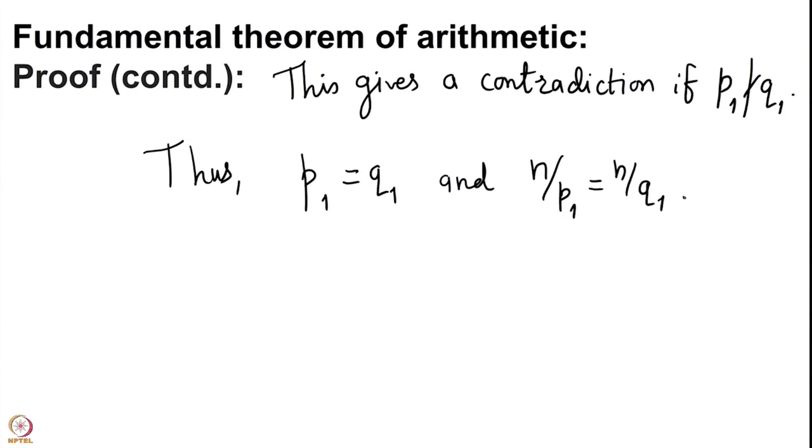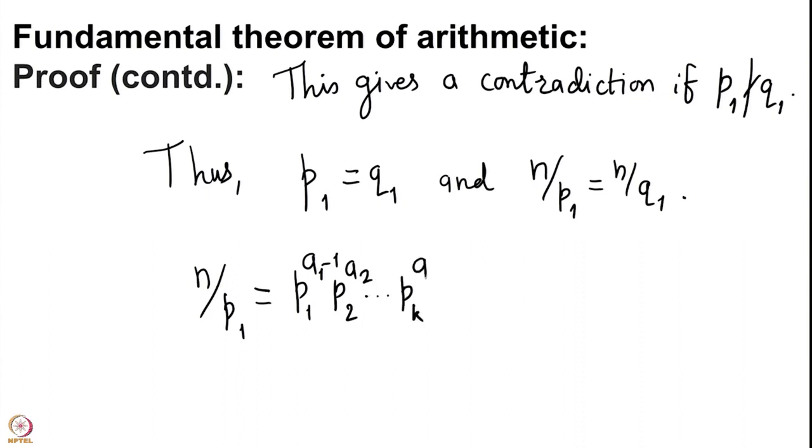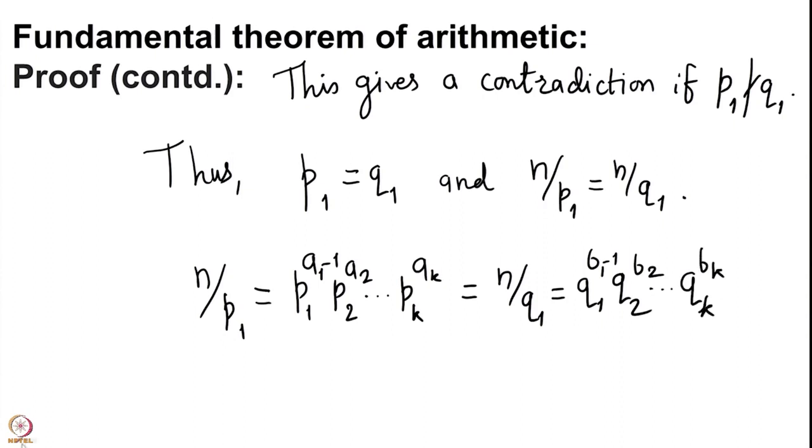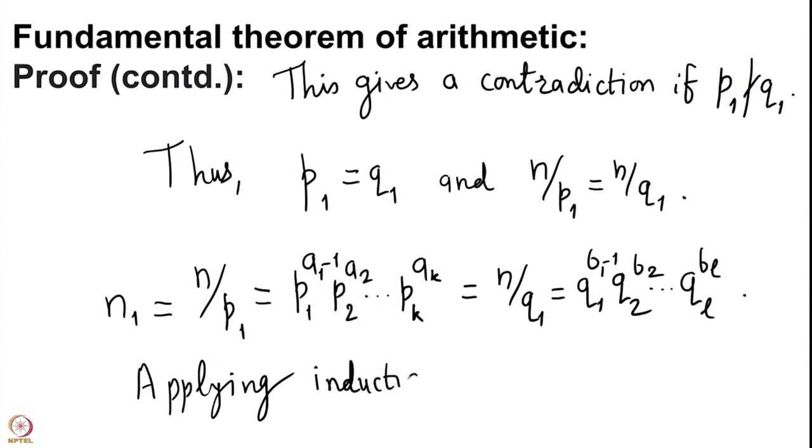Now n by P1, n by Q1, this has a smaller factorization. We will in fact have that here we have L. Applying the induction hypothesis, call this N1, gives us the result.